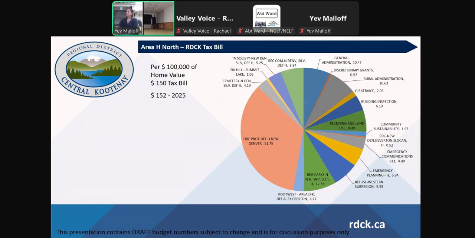And then next we have Area H North, where you receive fire protection from the Village of New Denver. That is the largest portion of your tax bill, and then followed by a bunch of services about the same portion, including parks, emergency planning, resource recovery, general admin, etc. And now your tax bill is slightly larger, about 150. So if you live in a $600,000 home, you're about $900 per year of tax.